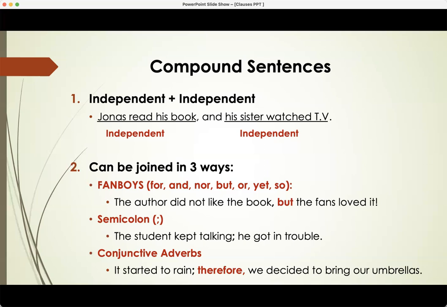There are many conjunctive adverbs that you can use. Another one that you could use here is, it started to rain; consequently, we decided to bring our umbrellas. Again, you have to pay attention to the punctuation. When you use a conjunctive adverb, you have to use a semicolon before and a comma after.